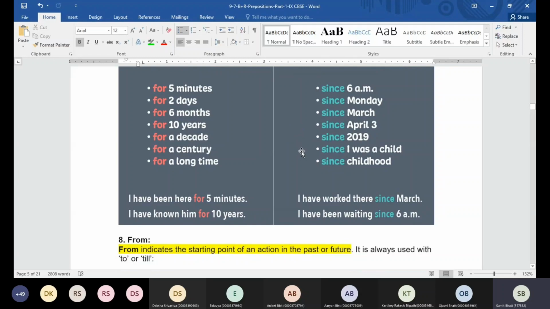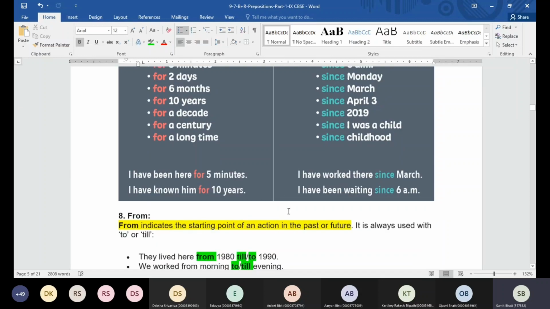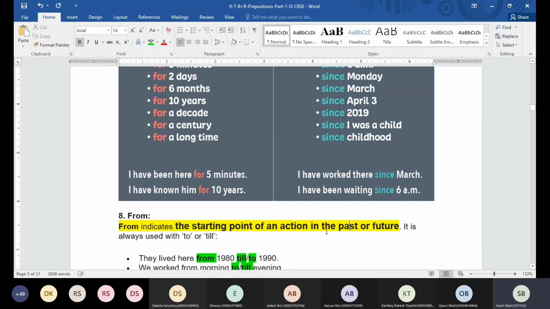Now the next word related to time prepositions is from. From indicates the starting point of an action in the past or future. The time when things started, we use the word from there. And for the word we use with from, generally we use to, but it's not that we only have to use to. We can use to, or we can also go for the word till. Either to or till. These are the two words we can use there.